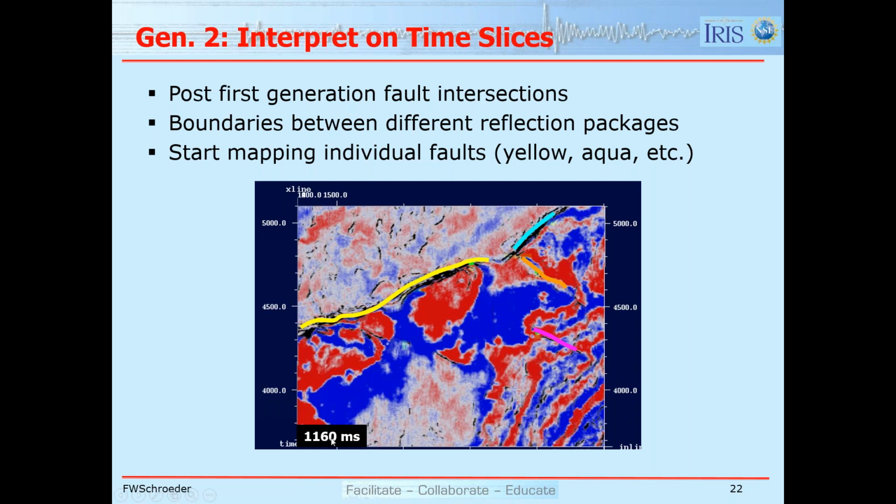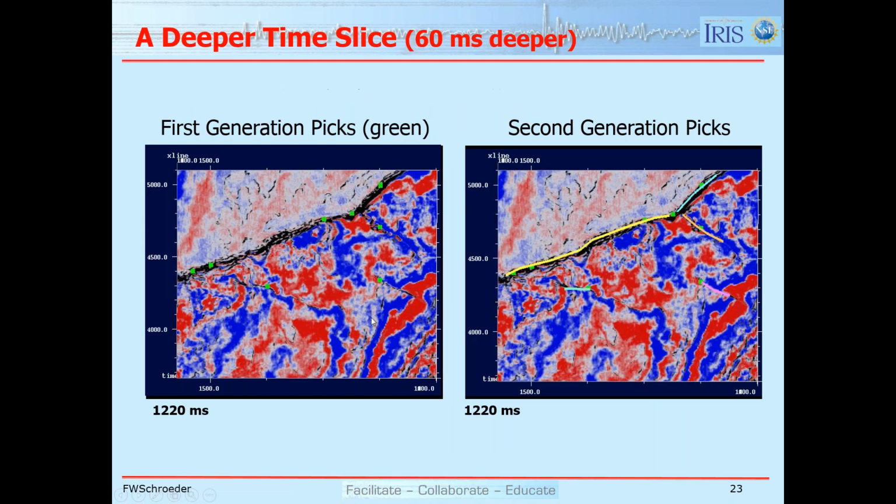And this is at 1160. I can look at 1164, 1168. Usually I don't look at it that densely. I might look every 20 milliseconds and start looking for patterns that correspond to the yellow fault, the cyan fault, the orange fault, magenta fault.